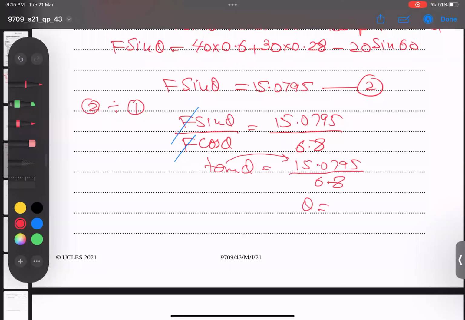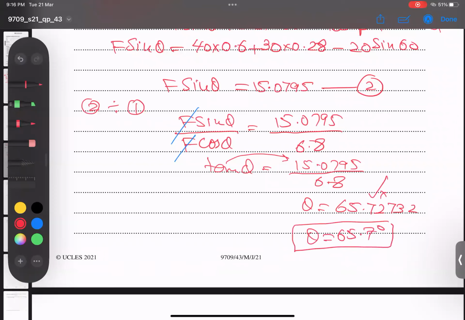Alhamdulillahi Rabbil Alameen, tan inverse of 15.0795 divided by 6.8. And my answer comes here 65.72732. So why write it so long? For accuracy. How so, sir? We need a one decimal place answer. For an angle, we always need one decimal place. So the final answer is 65.7 degrees.